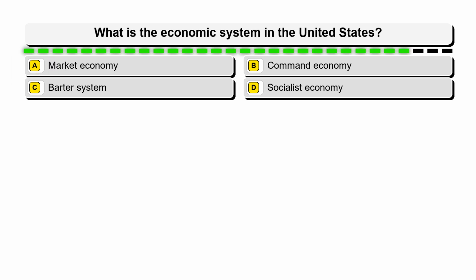Question 16. What is the economic system in the United States? Option A, market economy. Option B, command economy. Option C, barter system. Option D, socialist economy.